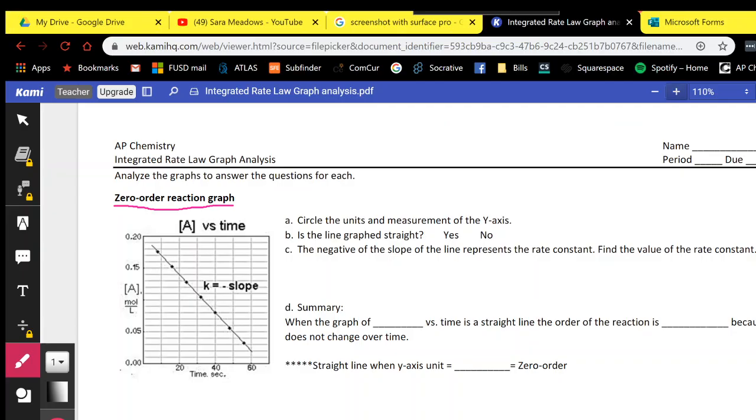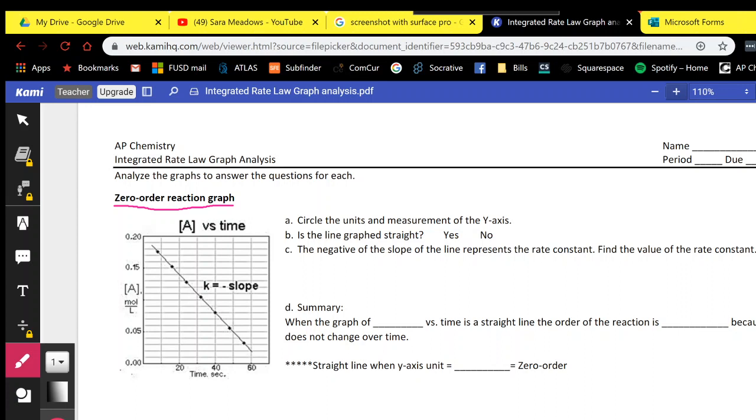All right, guys, we are going to work on integrated rate law graph analysis. Before this, you were introduced to the three integrated rate laws, the three equations from our equation sheet, and you looked at how to use those to find the concentration of a reactant at a specific time, or used it to find your rate constant, things like that. So these are graphs that are produced from those equations, and we're going to see how these graphs can help us determine the order of our reaction.